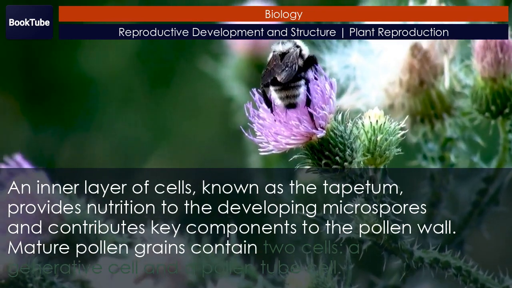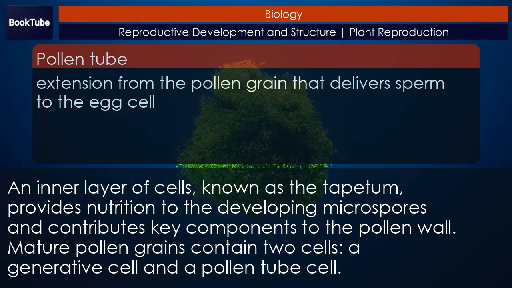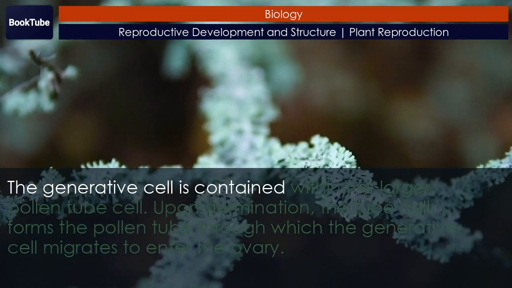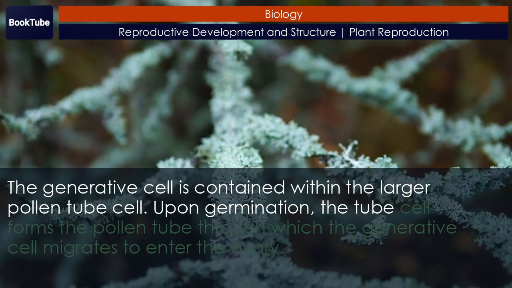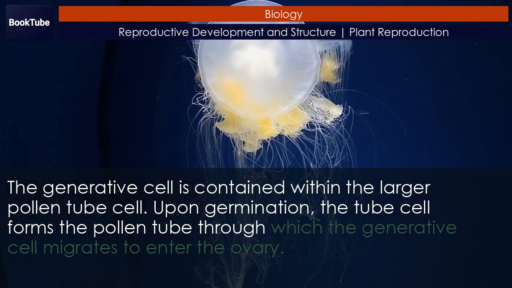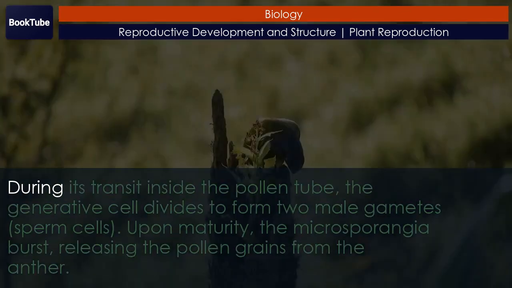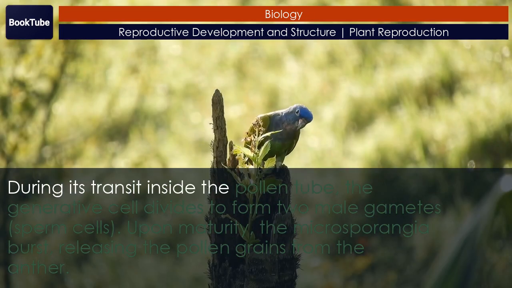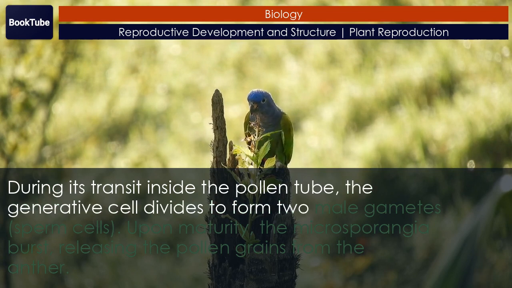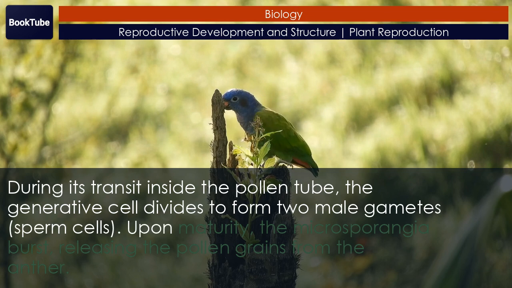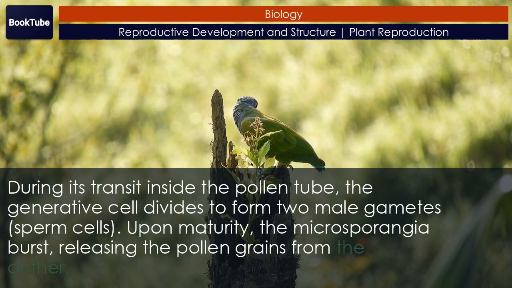Mature pollen grains contain 2 cells, a generative cell and a pollen tube cell. The generative cell is contained within the larger pollen tube cell. Upon germination, the tube cell forms the pollen tube through which the generative cell migrates to enter the ovary. During its transit inside the pollen tube, the generative cell divides to form 2 male gametes, sperm cells. Upon maturity, the microsporangia burst, releasing the pollen grains from the anther.